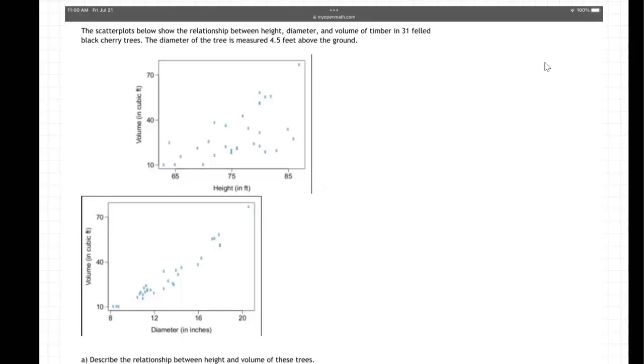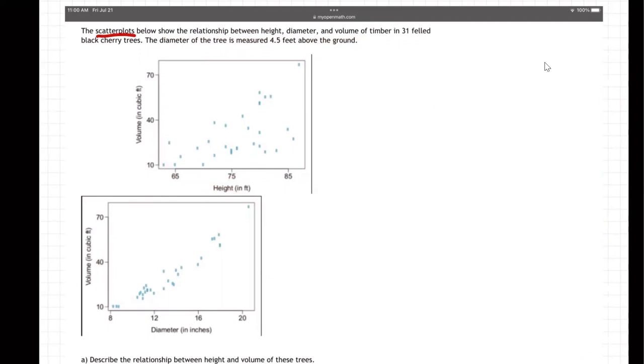In this problem, it says the scatter plots below show the relationship between height, diameter, and volume of timber in 31 felled black cherry trees. The diameter of the tree is measured 4.5 feet above the ground. So we have these two scatter plots. So these are called scatter plots. So in other words, what's happening here?